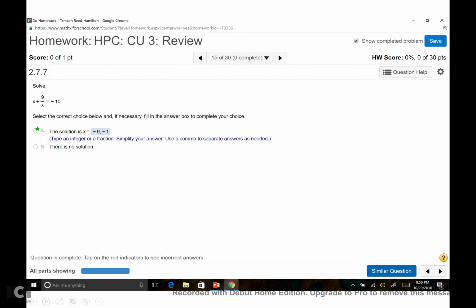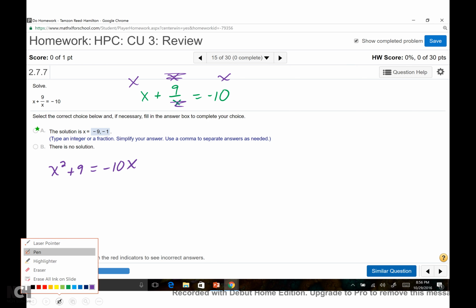Alright. This one says solve. We have equations, so yay, we are allowed to kill the denominators. So I have x plus 9 over x equals negative 10. To get rid of that dividing by x, I'm going to multiply by x. This is the only one that dies. The rest are going to multiply. That gives me x squared plus 9 equals negative 10x. Fractions are dead, so now we solve.